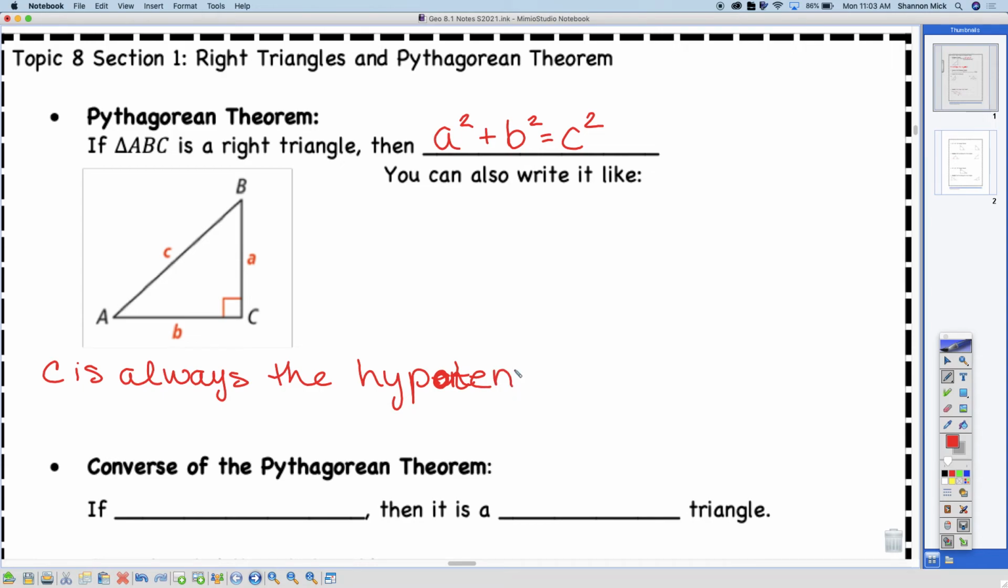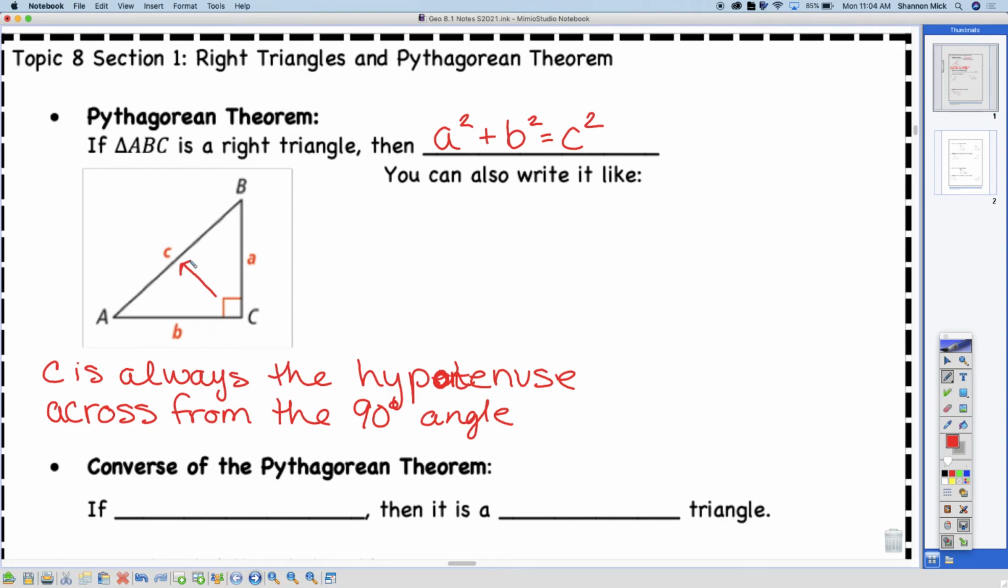H-Y-P-O-T-E-N-U-S-E. Which is across from what? The right angle. The whole thing is a right triangle. So C is always across from the 90-degree angle. Does it really matter what A and B are? No, they're two legs. It doesn't matter which one's A or B.